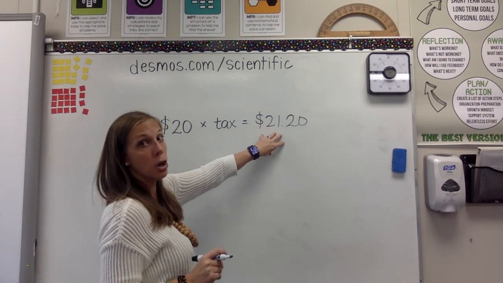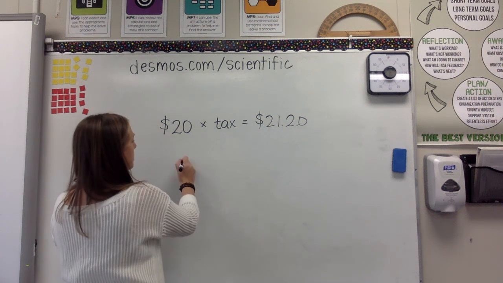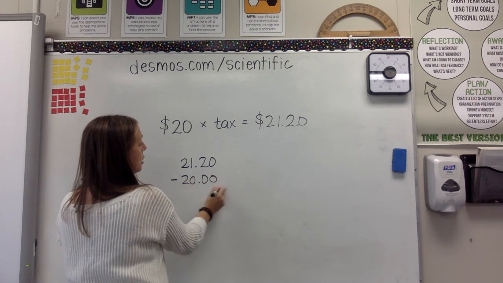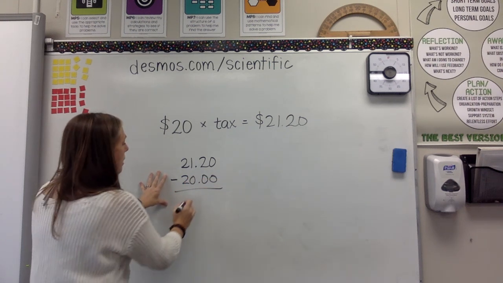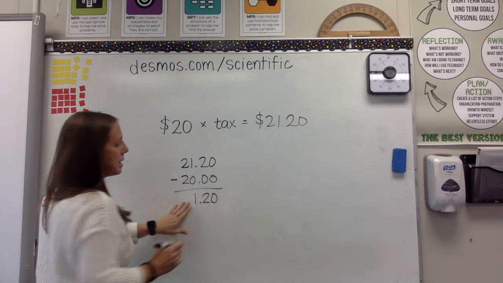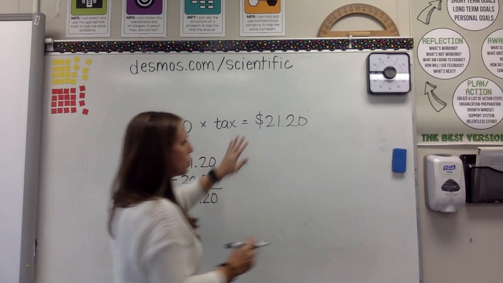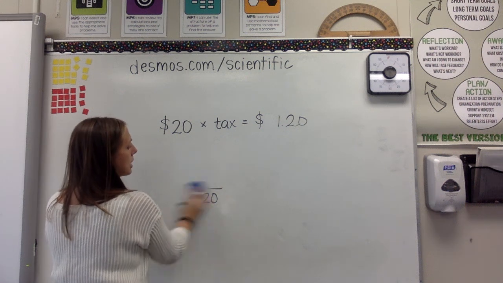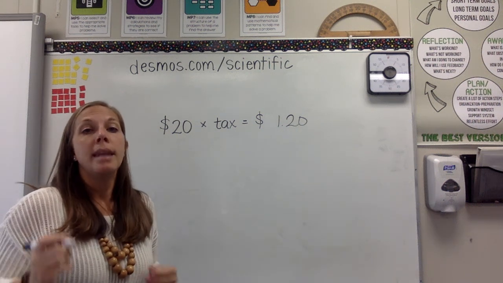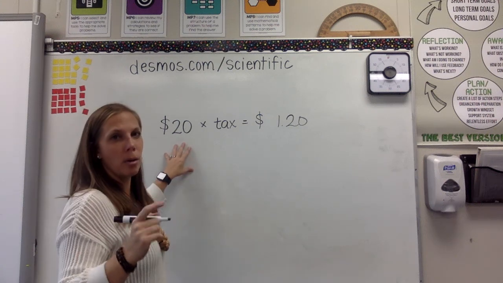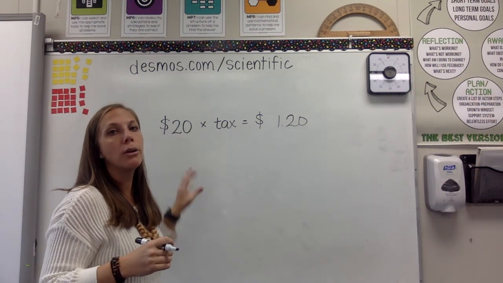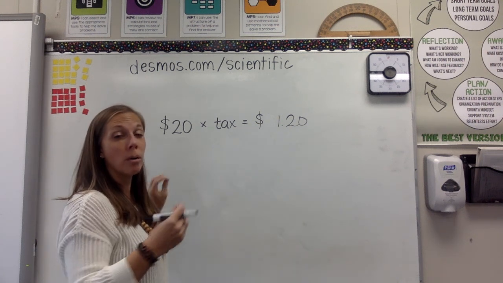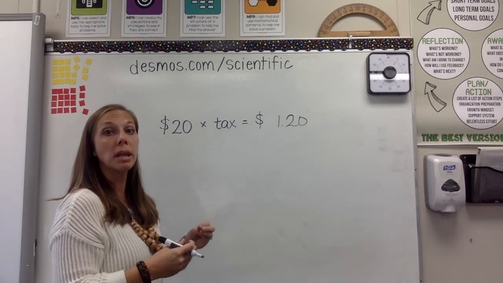I'm going to take my total, $21.20, and subtract the $20 I knew I was paying for that item. That means that I paid $1.20 in sales tax. So I'm actually going to switch this, because my sales tax amount was just that $1.20. Now, think about what you know about fact families. If I had 3 times 4 equals 12, I could do 12 divided by 3 equals 4, right? That's how multiplication and division are related to each other.